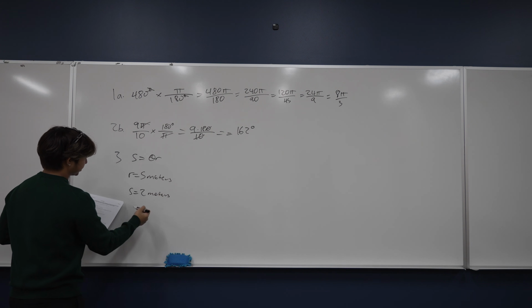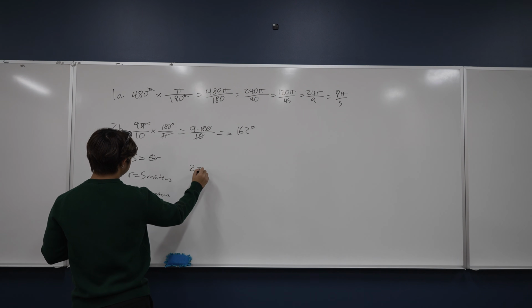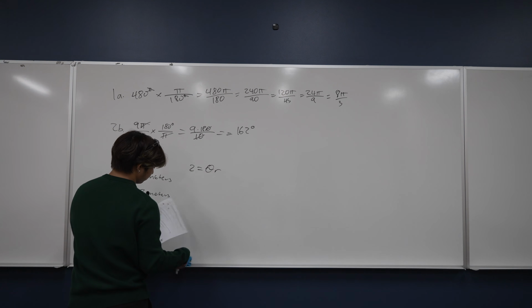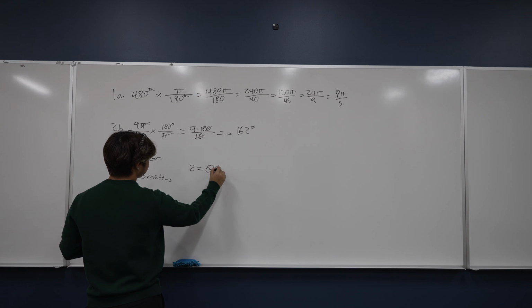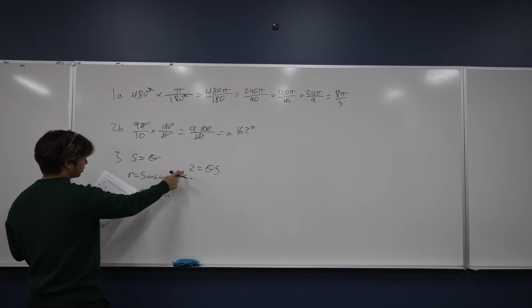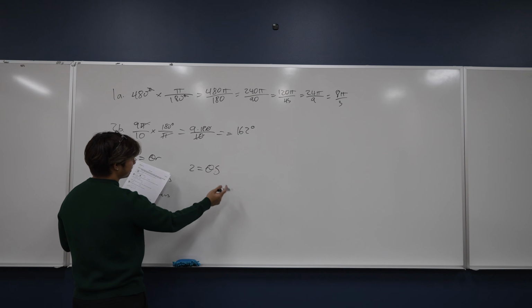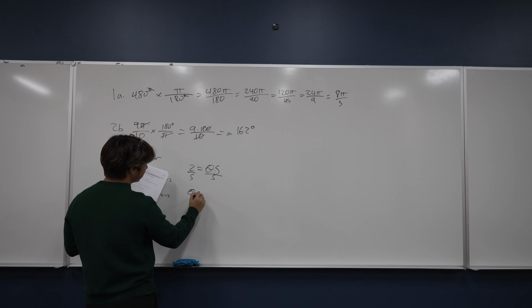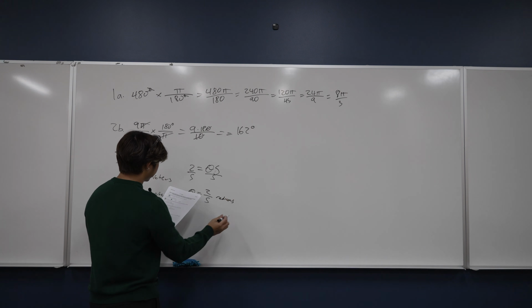So if I put this all together, I plug it in, so I have 2 is equal to theta r. r is 5. So if I want to find theta, 2 is equal to theta times 5. Simplify this to divided by 5. So our theta is equal to 2 over 5 radians. Okay.